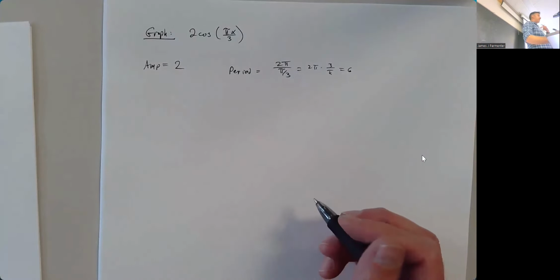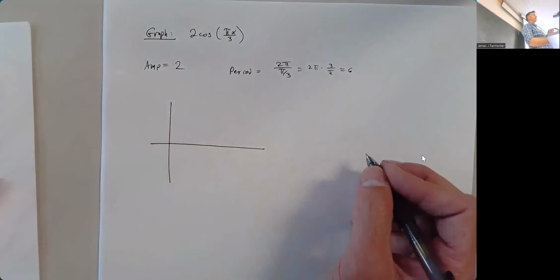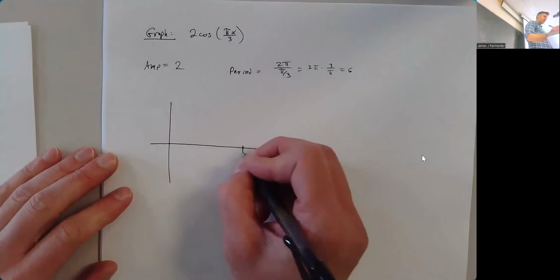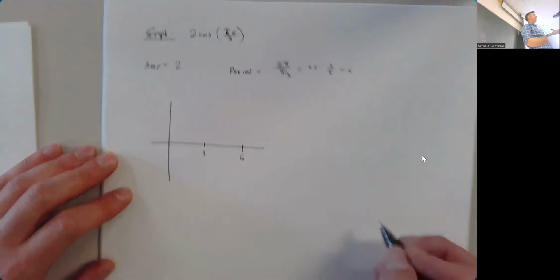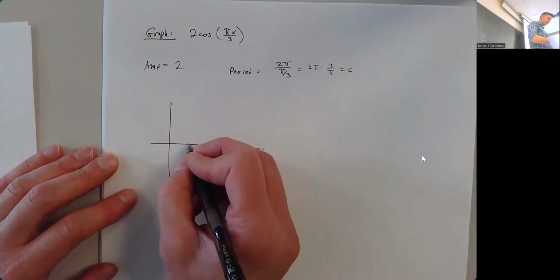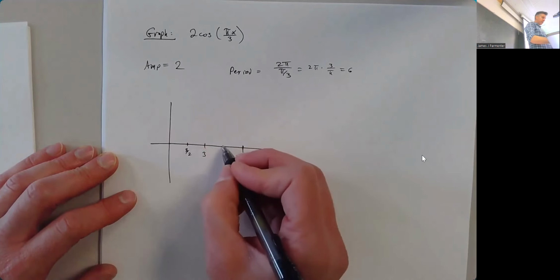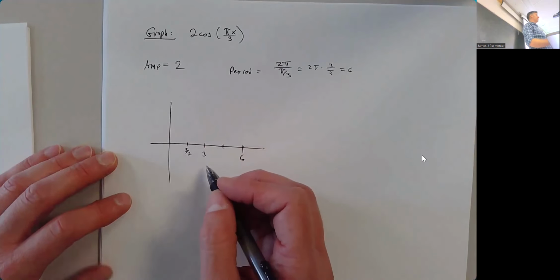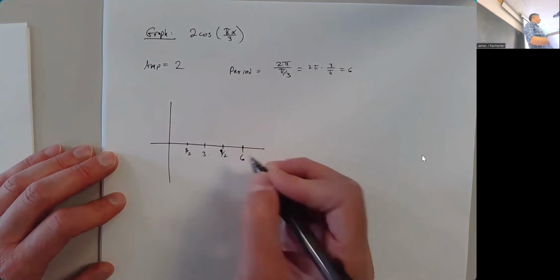So here's how I would graph this. I'm going to take my usual cosine graph. Fortunately, there is no horizontal shift here. So my new period, instead of being from 0 to 2 pi, is now from 0 to 6. Then just like before, I'm going to cut that in half, and cut that in half again. Half of 3 is 3 halves or 1.5. And between 3 and 6, you can take the average of those two numbers: add them together, divide by 2. 3 plus 6 is 9, 9 divided by 2, or 4.5.